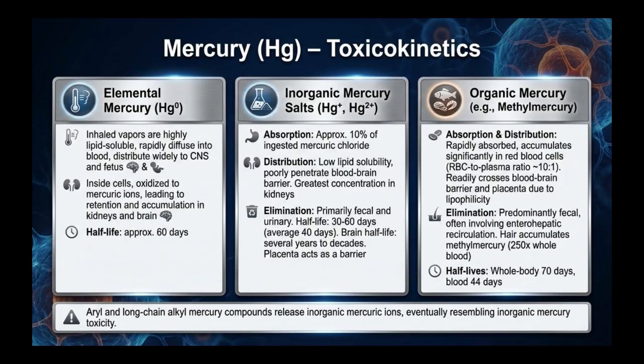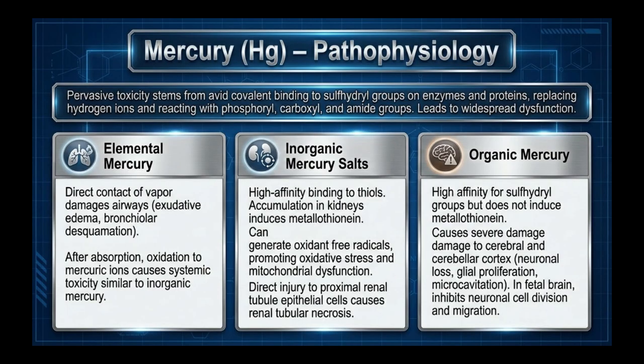Other mercury compounds, such as aryl and long-chain alkyl mercury compounds, contain less stable carbon-mercury bonds, which can release inorganic mercuric ions. As a result, their toxicity profile eventually resembles that of inorganic mercury poisoning. Mercury's widespread toxicity arises from its strong tendency to covalently bind to sulfhydryl groups on enzymes and proteins, replacing hydrogen ions and reacting with phosphoryl, carboxyl, and amide groups. This interaction results in extensive dysfunction of enzymes, transport mechanisms, cell membranes, and structural proteins.